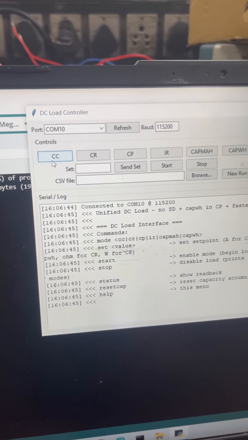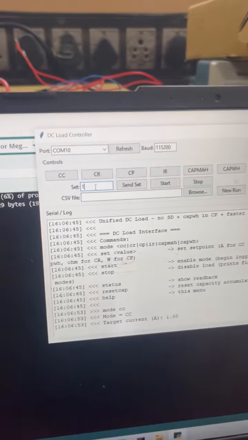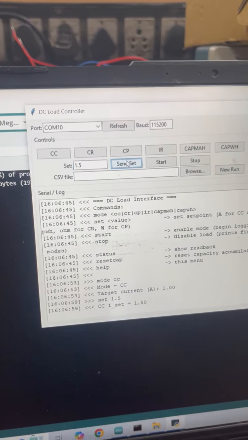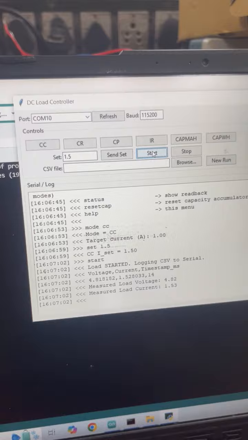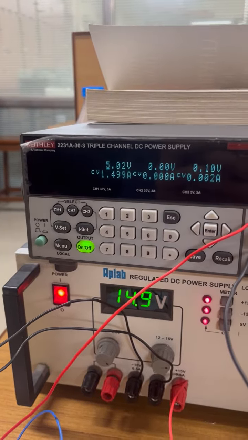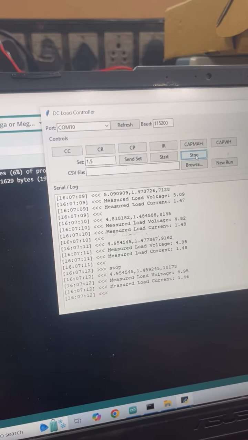So starting with constant current mode, we can set whatever current. I'm setting 1.5 amperes. Send that to our microcontroller and start. And as you can see, the measured voltage and current gets logged here, and it matches with what is being drawn from the Keithley. Can stop that.